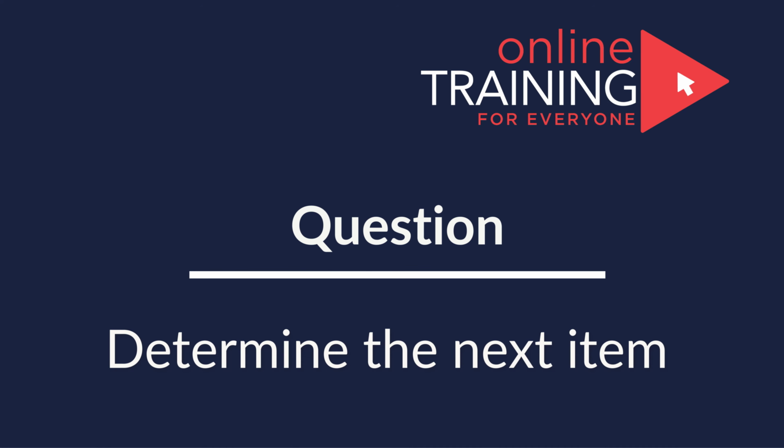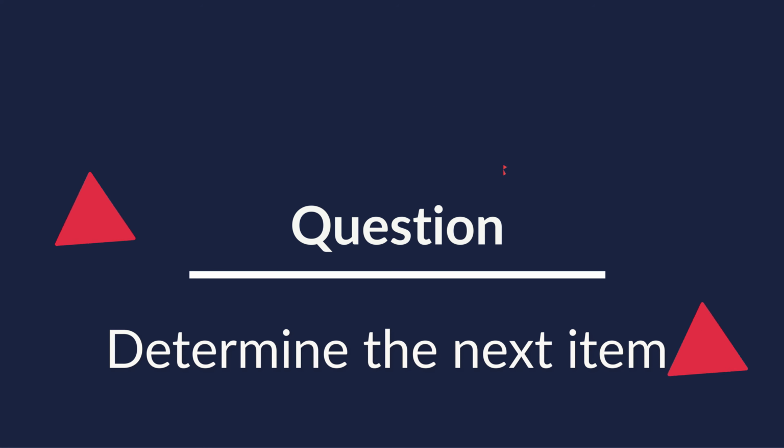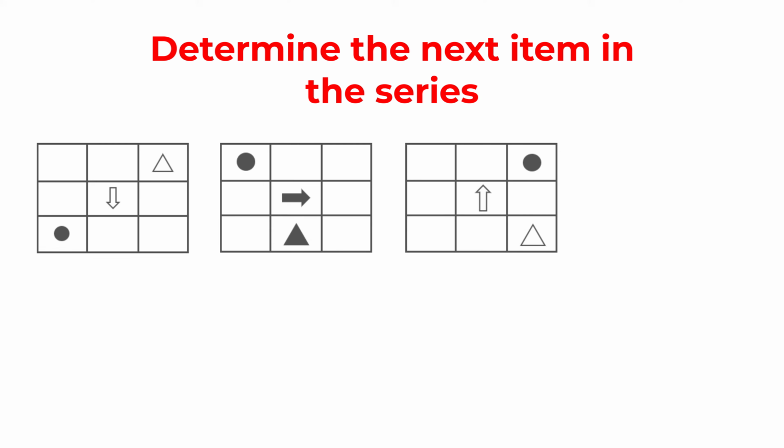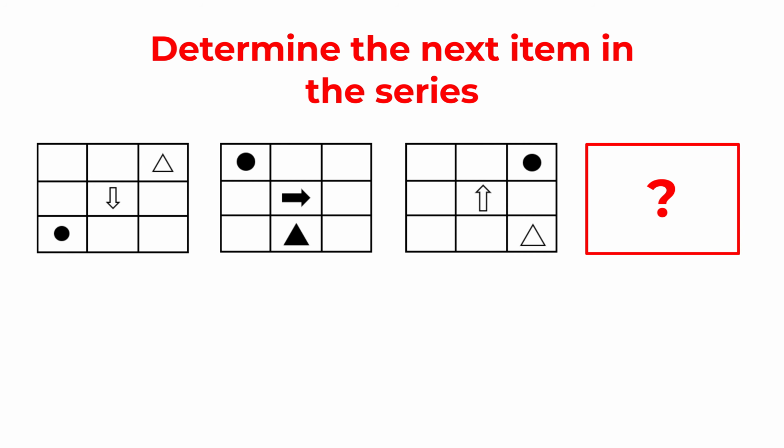Very frequently on the test, you might get a question to determine the next item in the series. We are looking at exactly this type of question here. You are presented with the series of 3x3 matrices. Each matrix has circle, arrow, and triangle inside. And your goal is to determine matrix number 4 in the series.